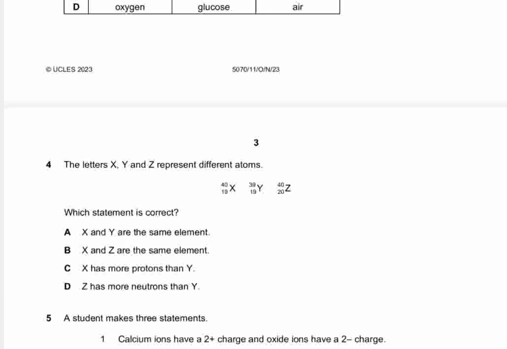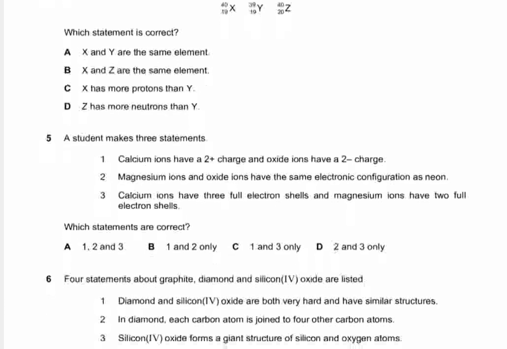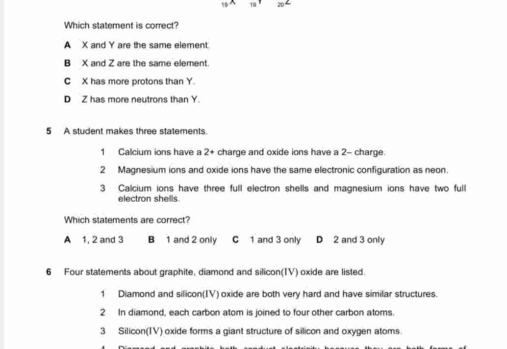For the fourth, we don't need to go for the others. A student makes three statements. Calcium ions have a positive charge, oxide ions negative. Yes, it is true. Magnesium ions and oxide ions have the same electronic configuration as neon. Yes, they do. Third, calcium ions have three full electron shells and magnesium ions have two full electron shells. Yes, when calcium and magnesium are converted into 2+ ions, the outer shells are the same. So all three statements are correct. So for the fifth, the A option is the correct one.